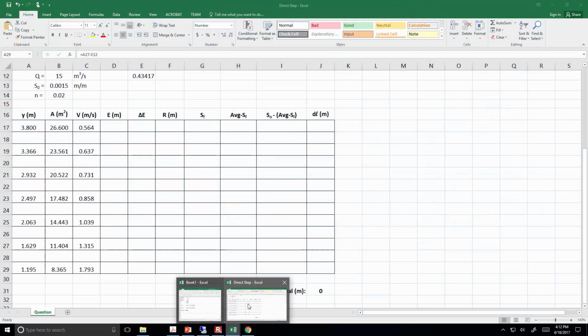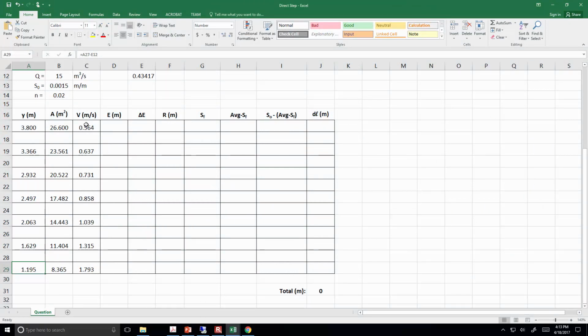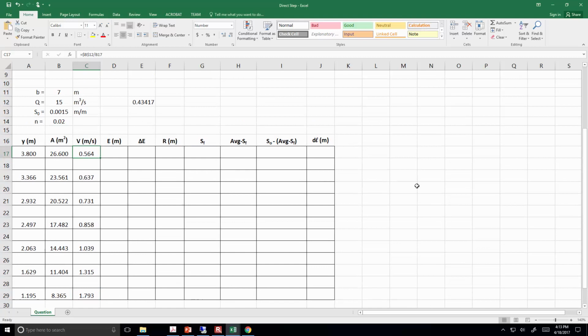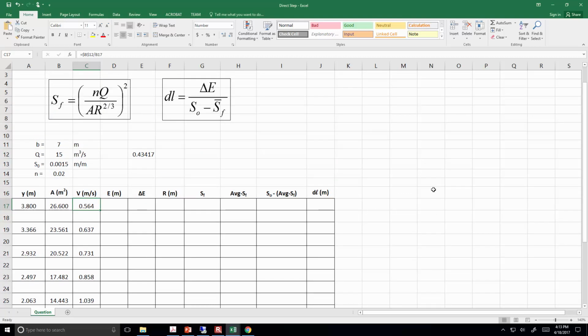So we always want to do a reasonableness check as we're working through a spreadsheet, because it's easy to make a mistake. And so the fact that the velocity is higher here and lower there, that makes sense. We should not panic quite yet.